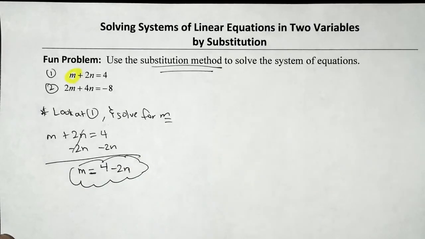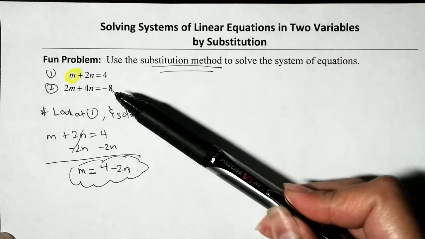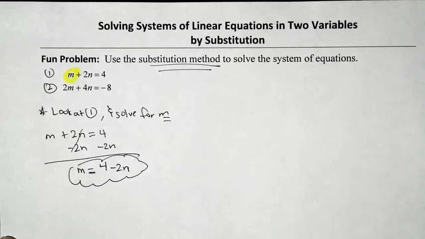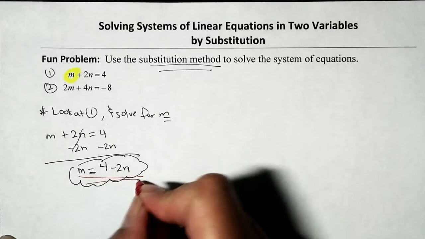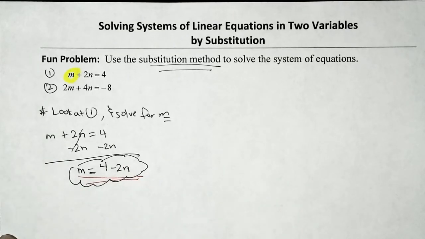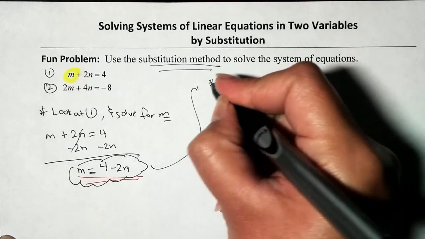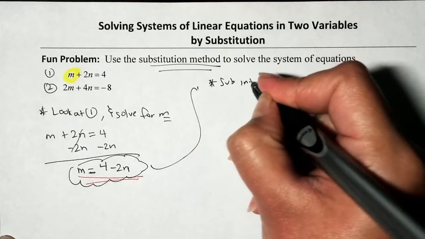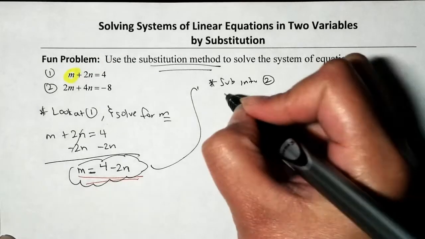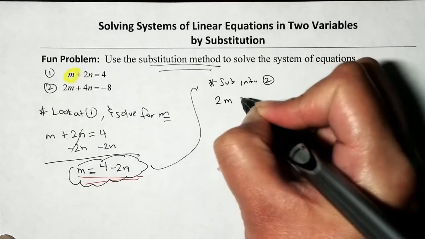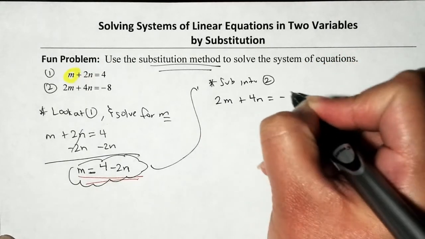So substitution, how does that work? Substitution says pick an equation, solve for a variable, and then substitute this expression into the other equation you didn't use. We already used the first equation, so let's plug it into the second one. So we're going to say sub into 2. The second equation reads 2m plus 4n equals -8.